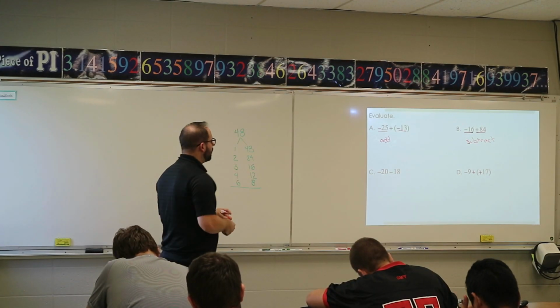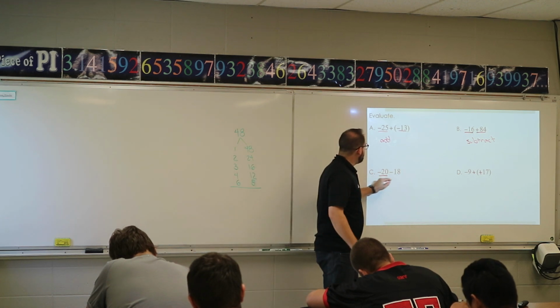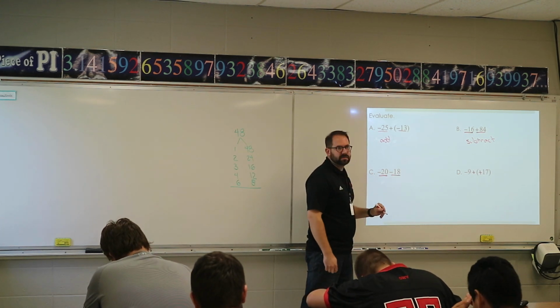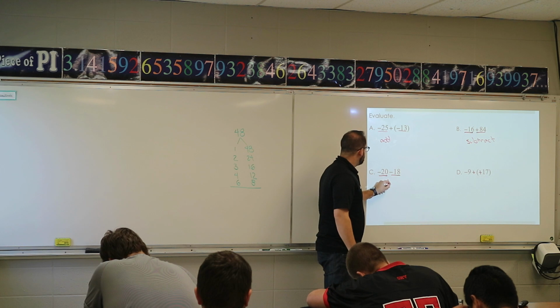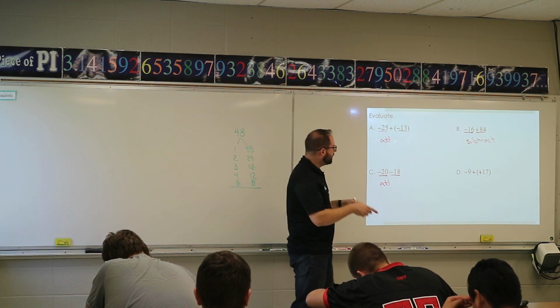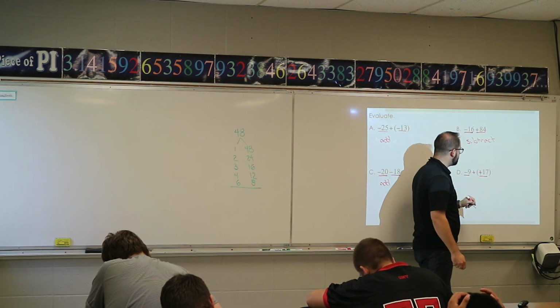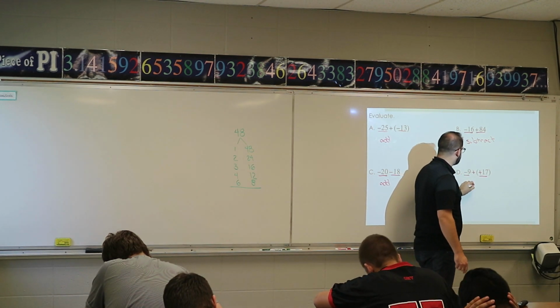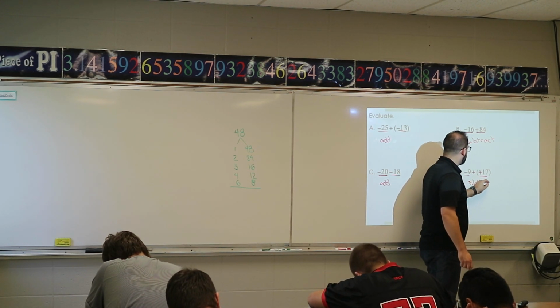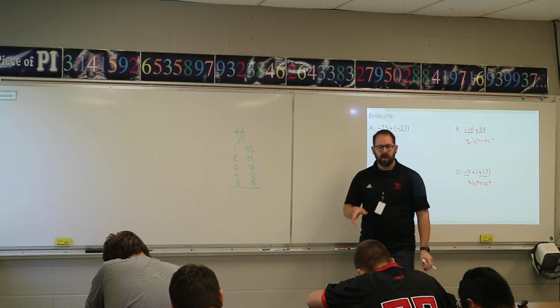Because if they're the same type, you add them. Like on this one right here, they're both negatives, so I'm going to add these together. So if they're the same, you add. If they're different, like in this case, a positive 17 and a negative 9, I'm going to have to subtract these numbers. Okay, does that make sense how I know right away what you have?